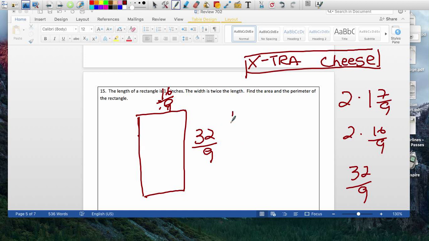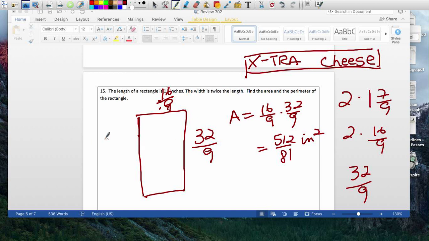I want to find the area. So area is length times width, so I'm going to multiply 16 over 9 times 32 over 9. Can I simplify anything? Oh, no. It's going to be 81 at the bottom, and at the top is 16 times 32, 512. And you know what? I'll leave it like this. Inches squared, so that's the area.